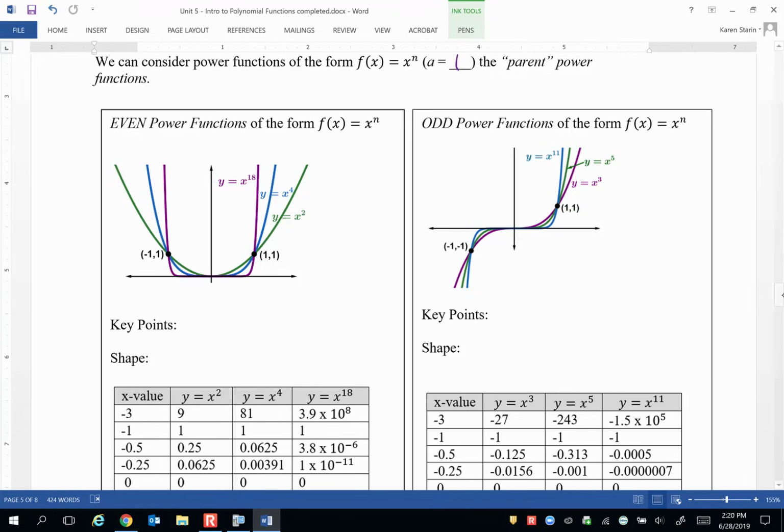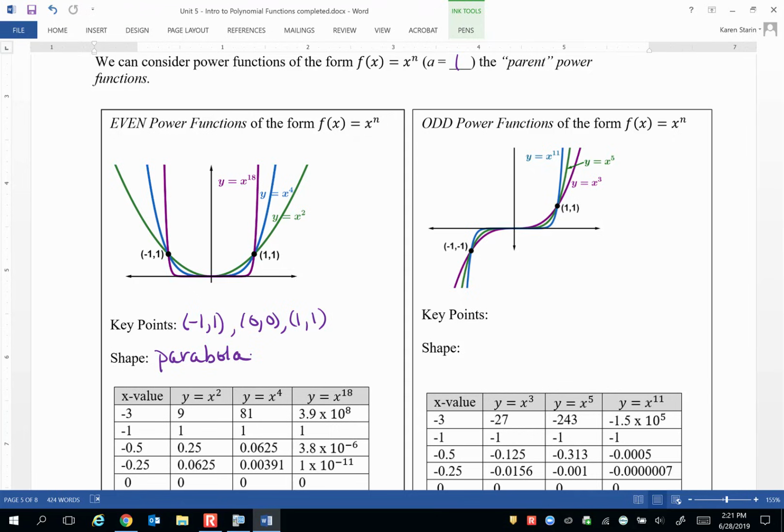So even power functions of the form f of x equals x to the n just means that n is an even number. So some key points that will always be on these graphs are negative 1, 1, the origin itself, 0, 0, and positive 1, positive 1. The shape is a parabola. The only difference in the higher degrees of n, the even higher degrees, is that it becomes more flat and wide near the origin than for lower degrees that are even degrees.